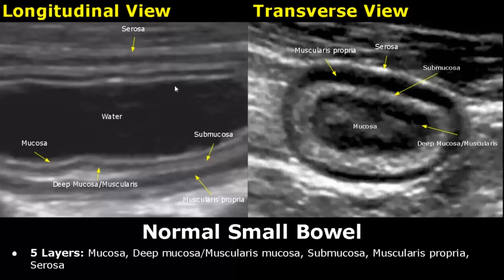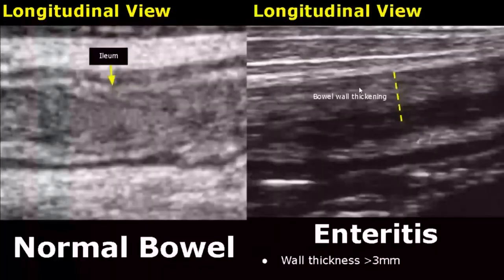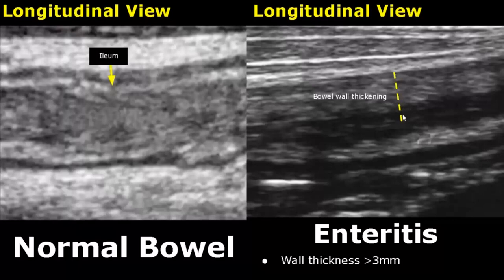Here is a water-filled stomach. The stomach and the intestines layers have the same appearance on ultrasound. Enteritis is an infection of the small bowel. On ultrasound, the bowel wall thickness will be increased due to inflammation. It will be greater than 3 millimeters.